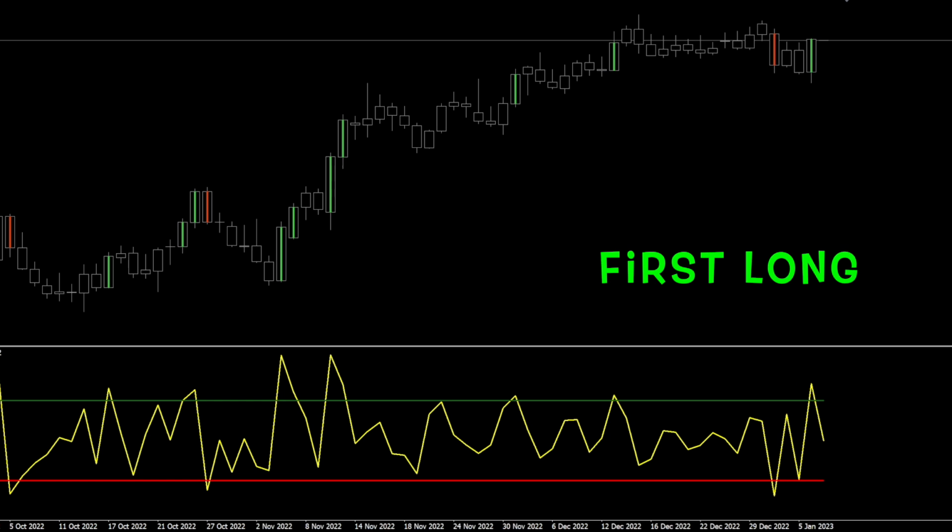Alrighty then, we'll begin here with our first long signal, which is indicated with the green colored candle and the corresponding break above the green line below in the two-level window. Let's see how this played out.